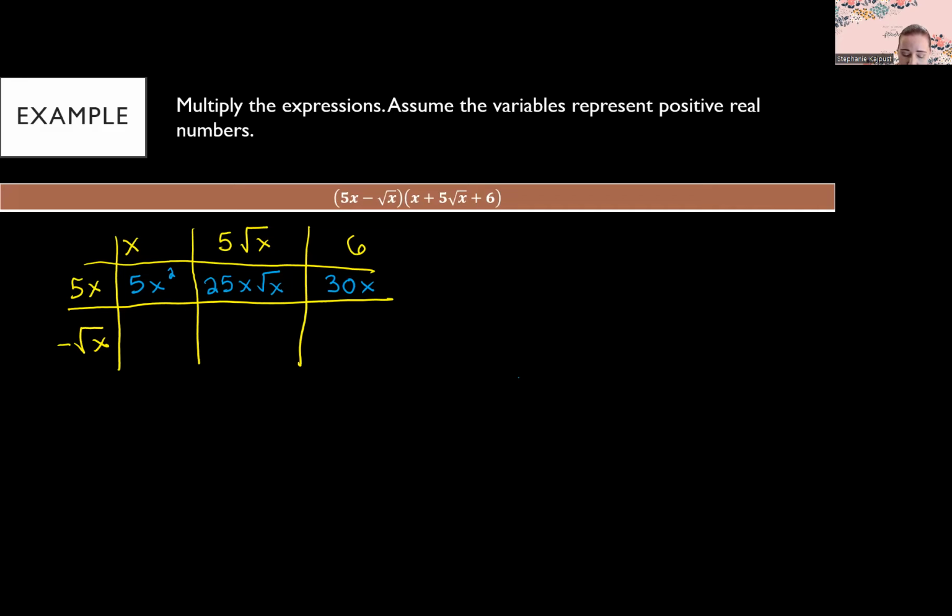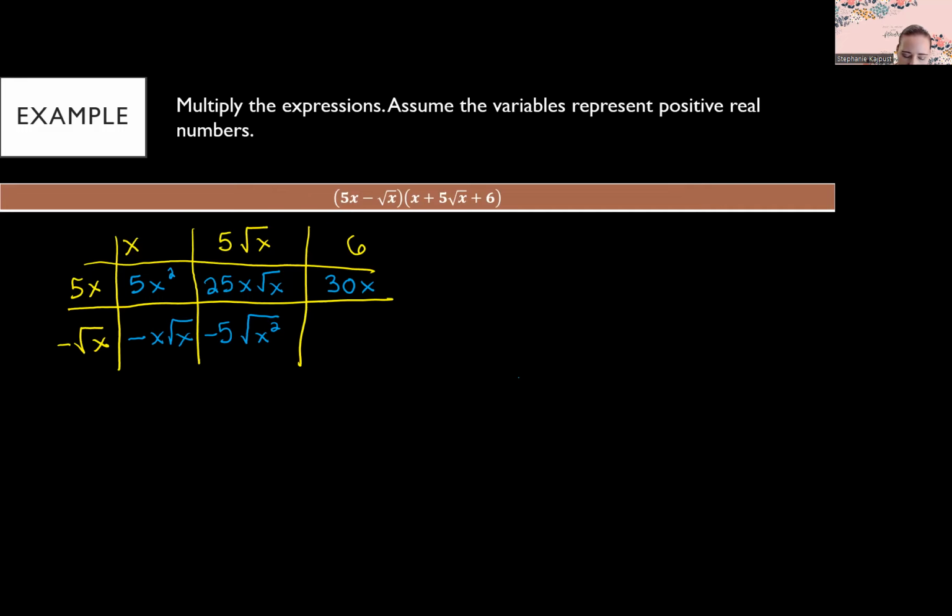Now, next I have a negative times a positive. So I'm going to get a negative, and then I have an x and a square root of x. I'm going to put these in the same order as the other x and square root of x. Then I have a negative square root of x times 5 square root of x. So a negative times 5 is negative 5. And then the square root of x times the square root of x becomes x squared. So I do that multiplication mentally.